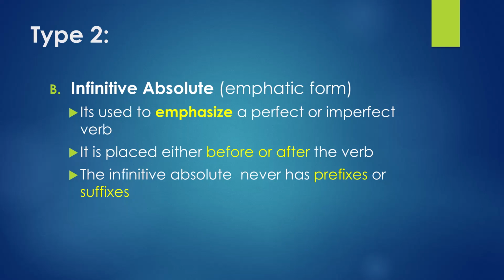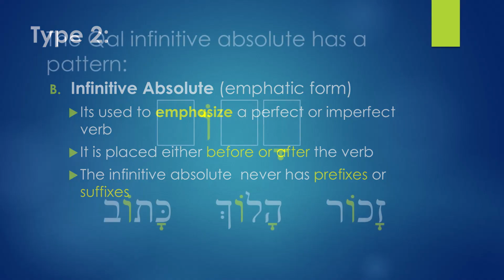And these are called infinitive absolute because they stand absolutely alone. They don't add the preposition le or any other inseparable preposition, but when they are formed, they stand alone. They have no prefixes added to them. Remember, the function is to emphasize a perfect or imperfect verb. Let's look at how they are formed.